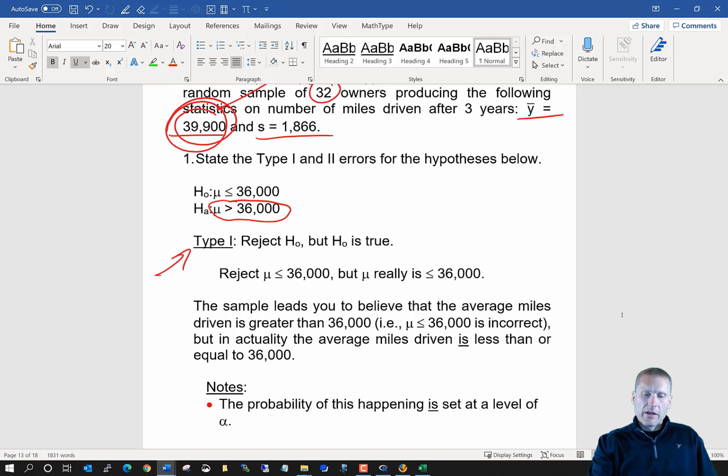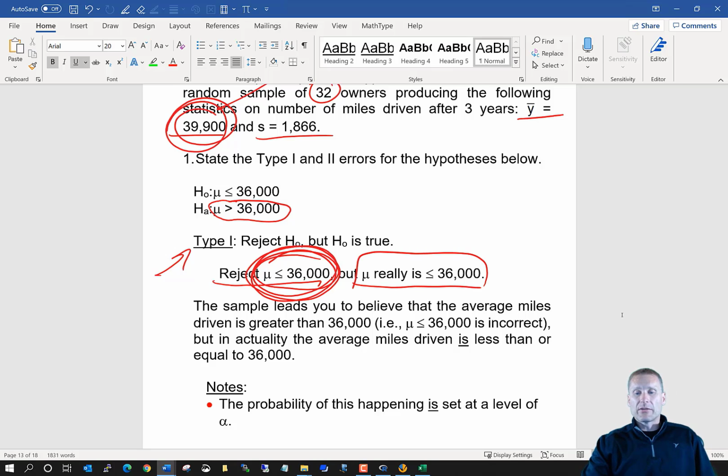Type 1 error: you reject mu less than or equal to 36,000, but mu is really less than or equal to 36,000. So the sample is telling you that, hey, mu is greater than 36,000, but you were wrong because in actuality, it was less than or equal to. So that is the kind of error that we're trying to control here, the probability of making that particular error.